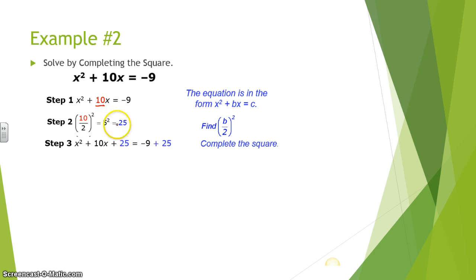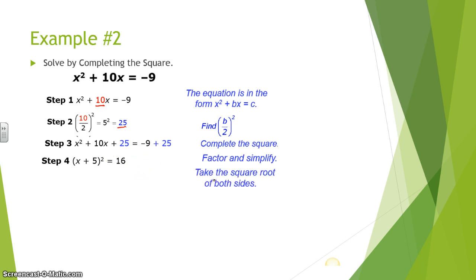So what you have now is we're going to complete the square. So we added in the 25, so we have x squared plus 10x plus 25, but then again we have to add this to both sides of the equation based on our chart from the previous slide. So then what we end up with is we need to factor and simplify. So we get here x squared plus 10x plus 25, that factors to x plus 5 squared, equals negative 9 plus 25 is 16. So now what we're going to do is take the square root of both sides.